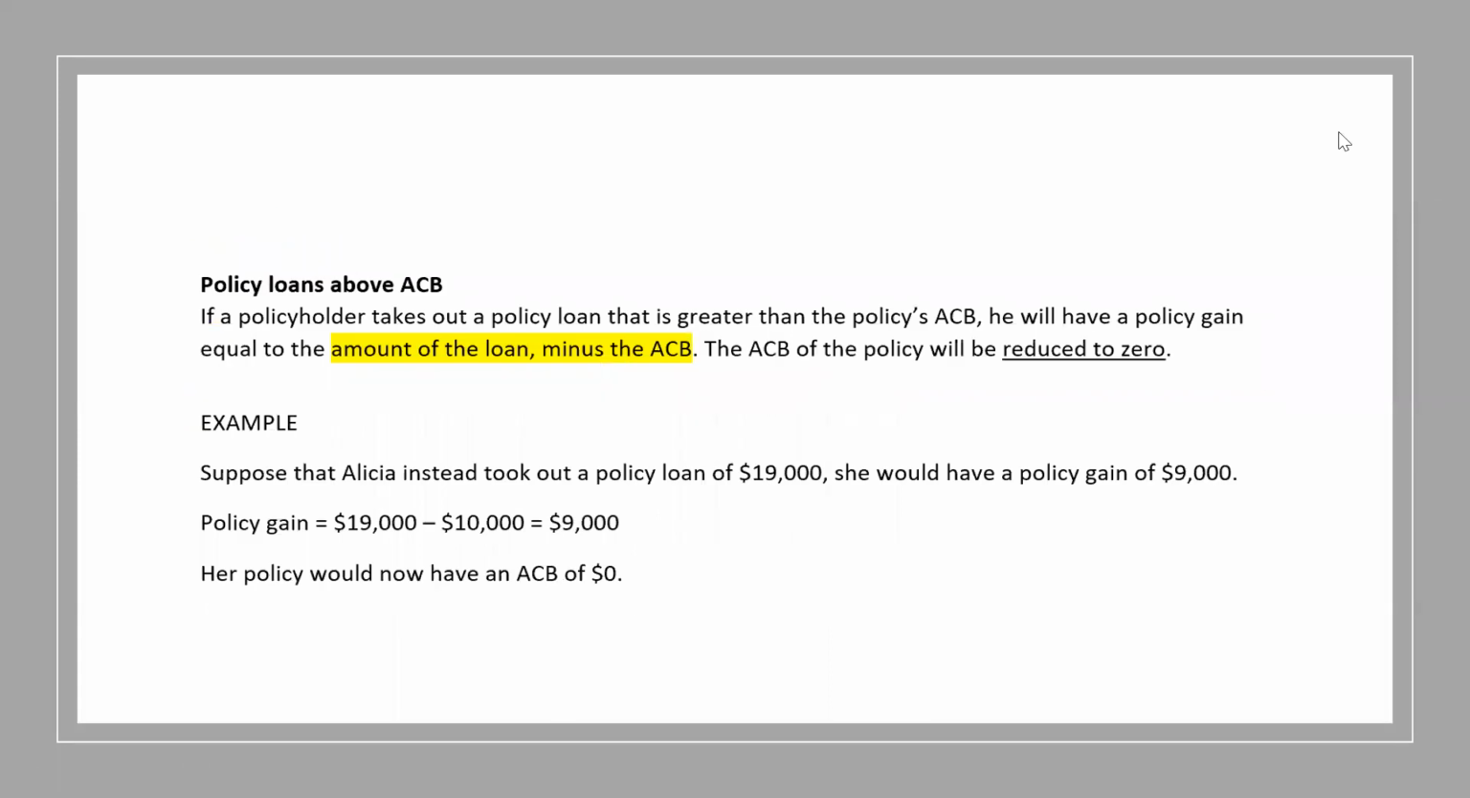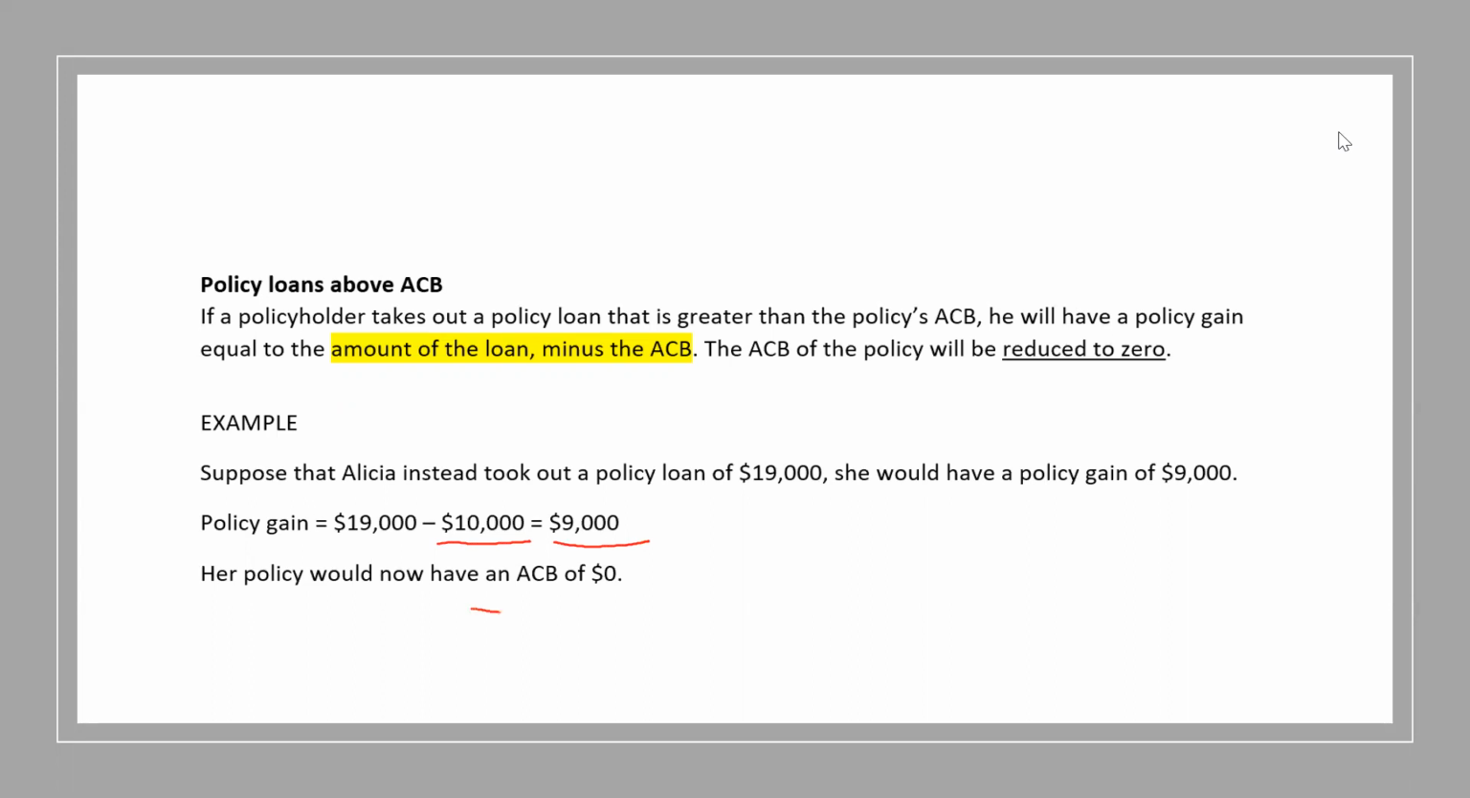So what if the policy loan exceeds the ACB? So in this case, Alicia, instead of taking out $4,000, she took out a much bigger policy loan of $19,000. And remember, the ACB of this policy is $10,000. So she has to report a policy gain of $9,000 when she files her income tax next year.